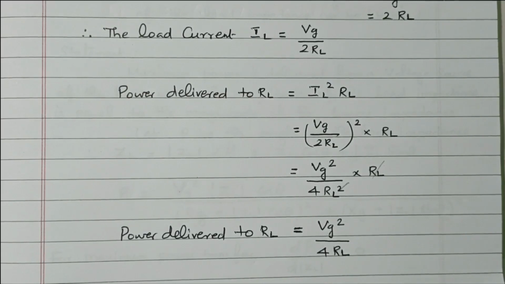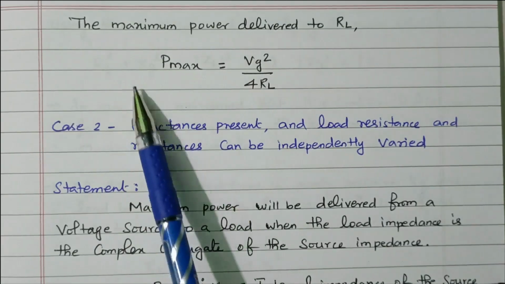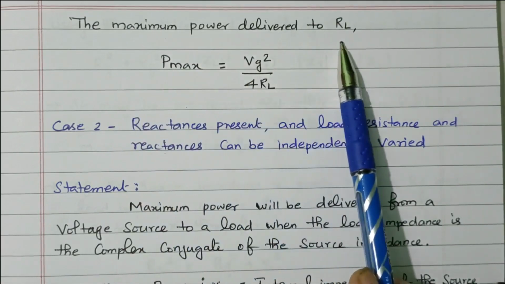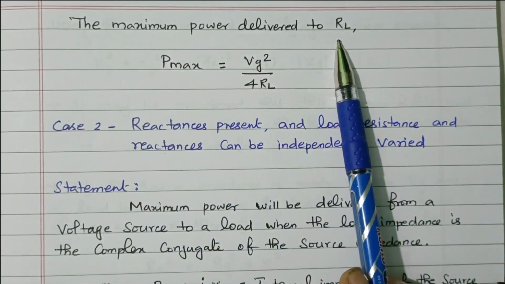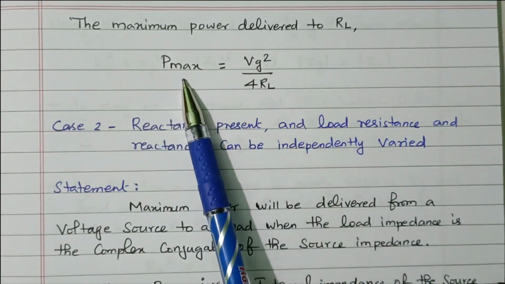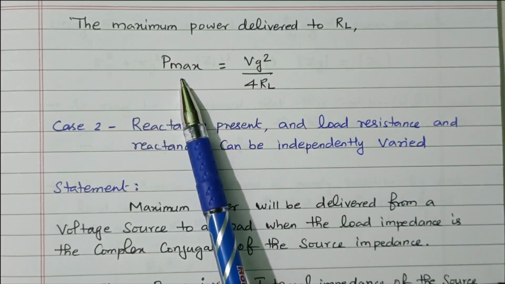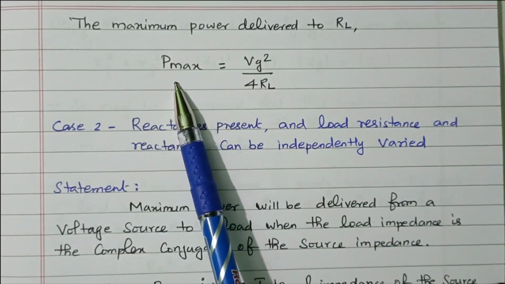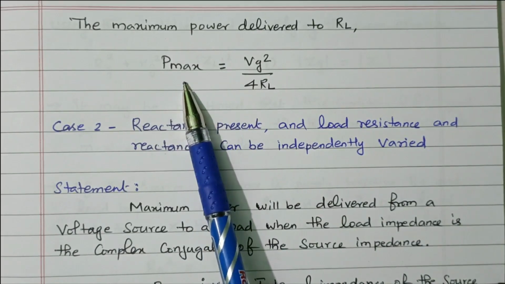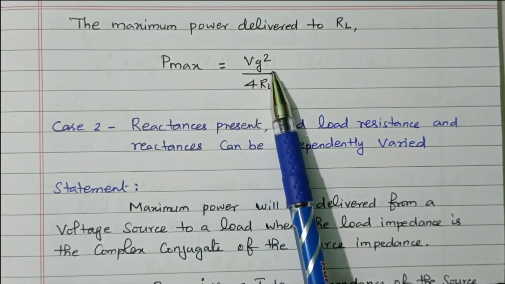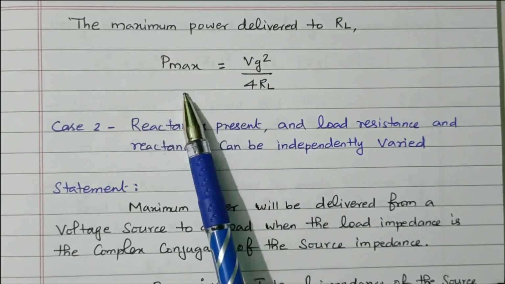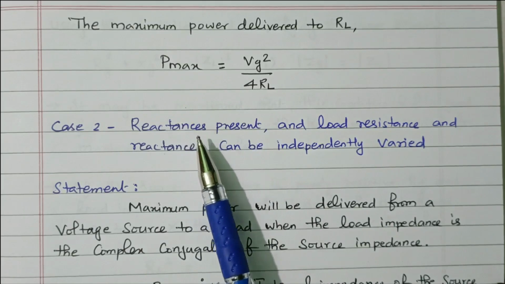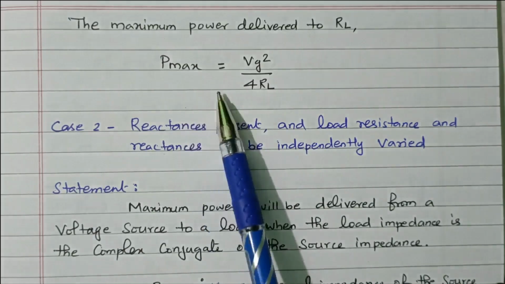I will go for the further details. Based on that, the power delivered to the load, since the condition is given, will be the maximum power, so it becomes P max. We calculated the power delivered to the load based on the maximum power transfer theorem. That power is the maximum power because the condition is given: when RL equals Rg, the maximum power will be delivered. So P max equals Vg square divided by 4RL. This is the formula to find the maximum power delivered to the load when the condition is given in the problem itself.